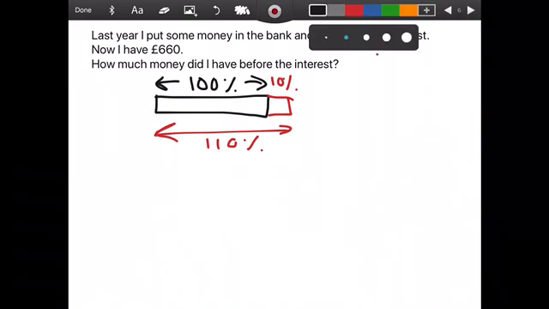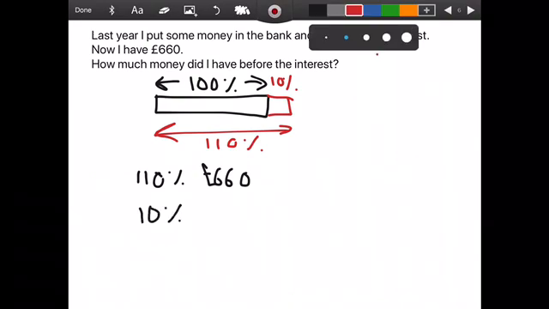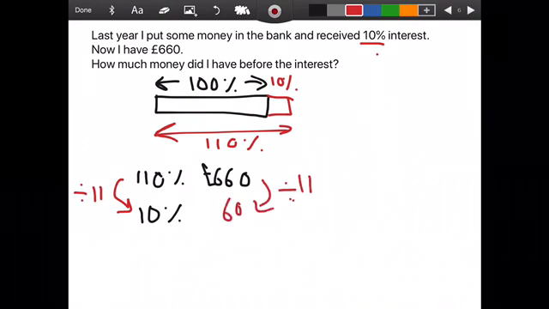So I can say that 110% is the same as £660. Now, I want to know what 100% is, but that's quite difficult to get to. So I'm going to try and get to 10% first. Because to get to 10%, I could divide 110% by 11. So let's try it. Let's try dividing £660 by 11. We'll get £60.